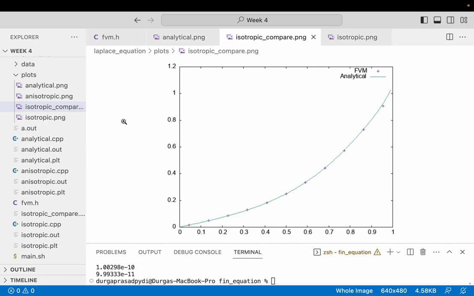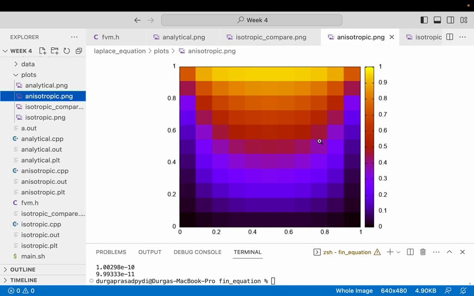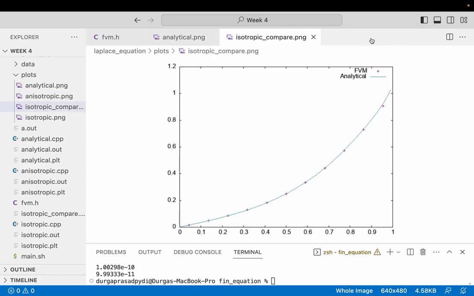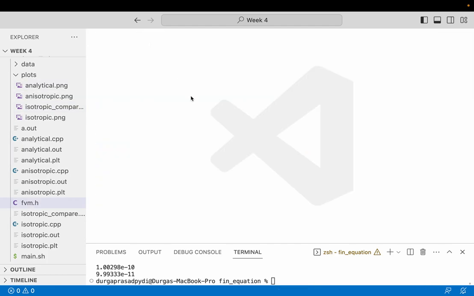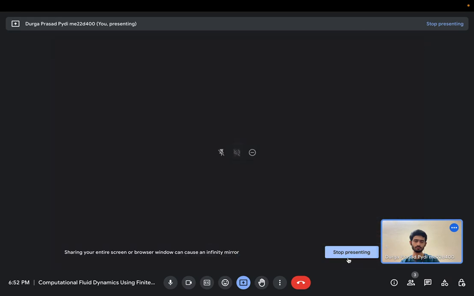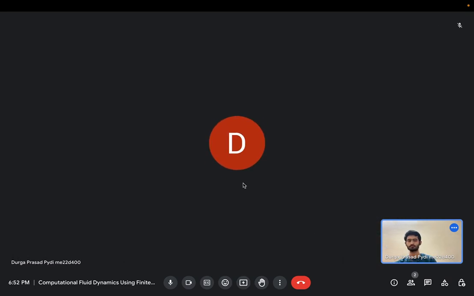Now the next obvious case is to solve the problem for an anisotropic medium where kx equals 1 and ky equals 5. This is the solution I get. You can increase the number of points to see the convergence and all of that, which I have not done here. That pretty much ends the discussion for today.